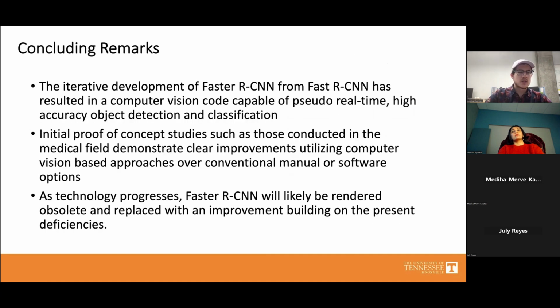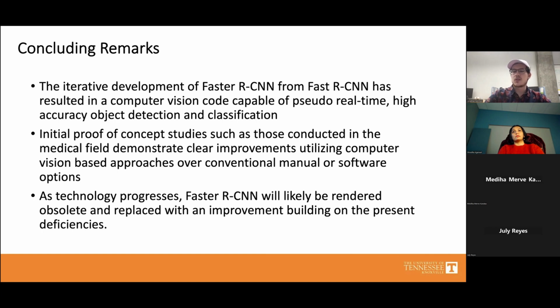Concluding remarks. So this presentation served to go over how faster RCNN developed as a result of the initial RCNN code, following fast RCNN code, and then finally faster RCNN code. This has resulted in the development of a pseudo real-time, so it's fast. It's not perfectly fast, but it's quite fast. High accuracy object detection classification code. Initial proof of concept studies in medical imaging demonstrate how this can be an extremely valuable tool for image analysis, being both more accurate and faster than conventional approaches and human eye-based approaches.